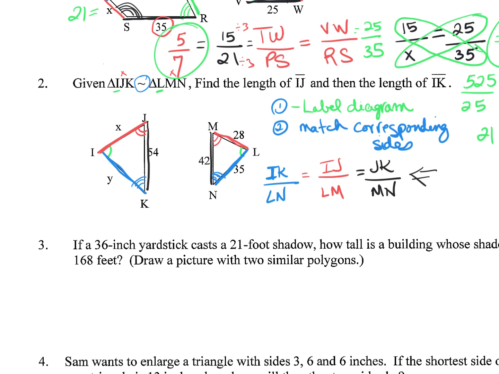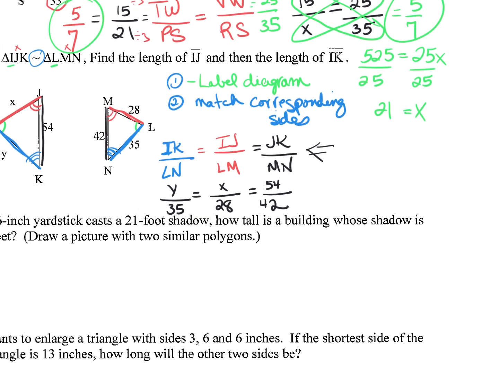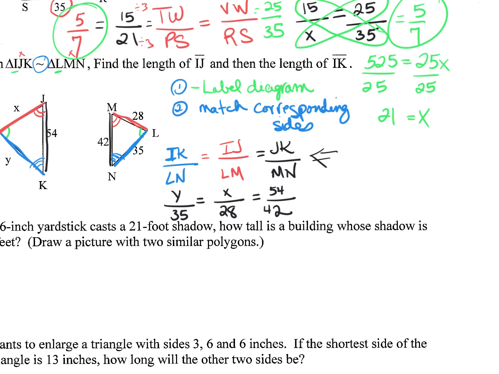Okay, so IK is Y, LN is 35. IJ is X, LM is 28, and then JK is 54, and MN is 42. Okay. So what I can do, because remember, you only need three of the four, you only need two proportions.